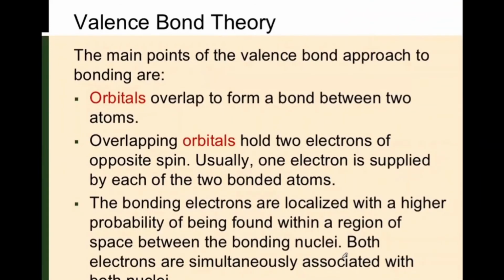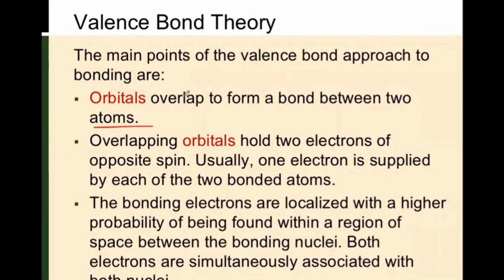So valence bond theory, this is how we really create a system wherein the bonds, like for example in methane or water, can be rationalized. So the main points of the valence bond approach to bonding are that the orbitals overlap to form a bond between two atoms. So this is like what we just saw, like the handshake idea.